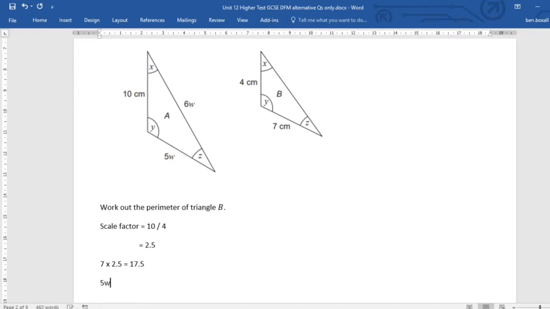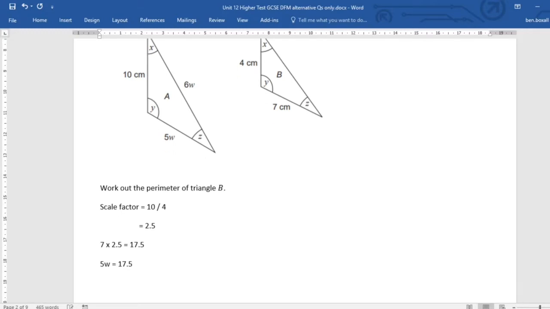So that means I can write this equation. I'm not really thinking too much about my ultimate goal here, I'm just working with the maths that is coming into my head. So 5W must be the same as 17.5. That means I can get W is 3.5. Now that is going to enable me to get 6W. So once I know this length, I can use the scale factor with this length to get this one here.